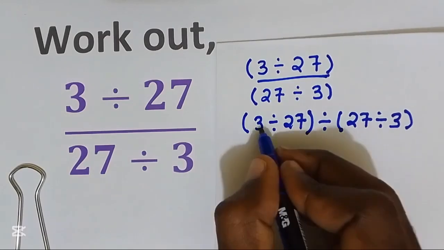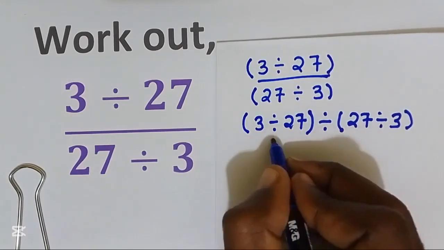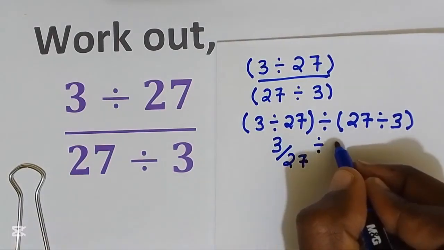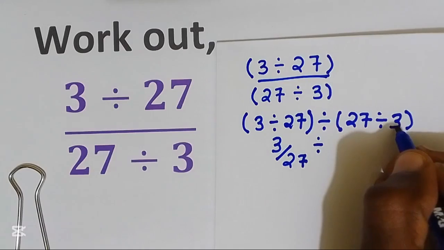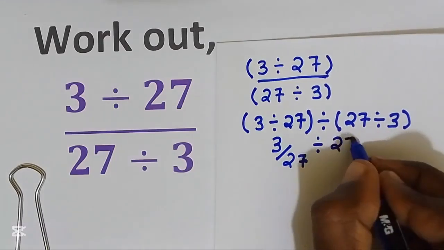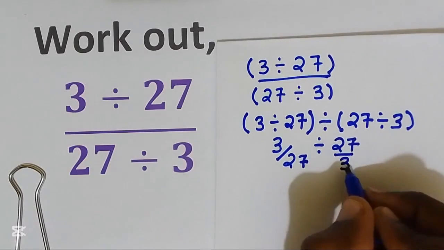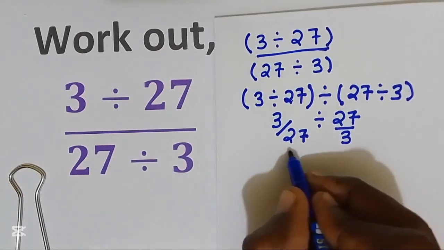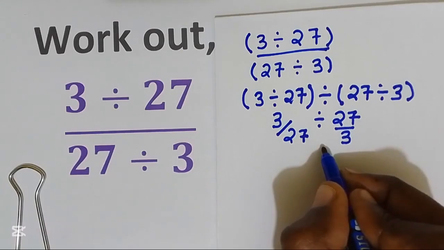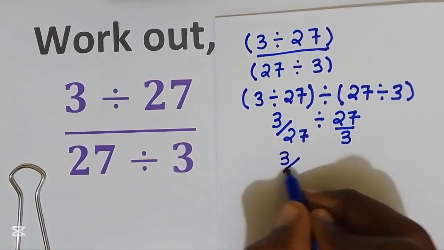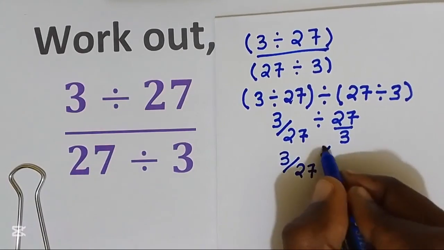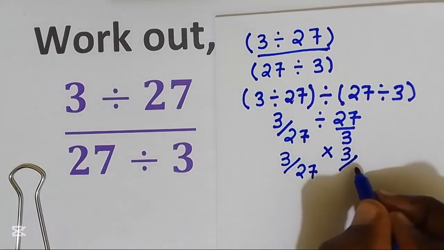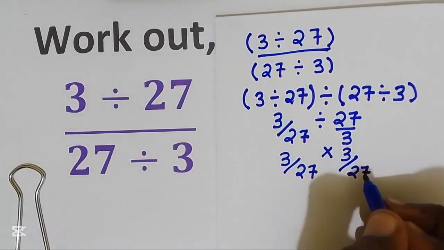In this bracket, 3 divided by 27, I can put it as 3 over 27. 27 divided by 3, I can put it as 27 over 3. Now, this is already a normal fraction division. That is going to be 3 over 27 multiplied by, I'm going to flip this fraction here, that is going to be 3 over 27.